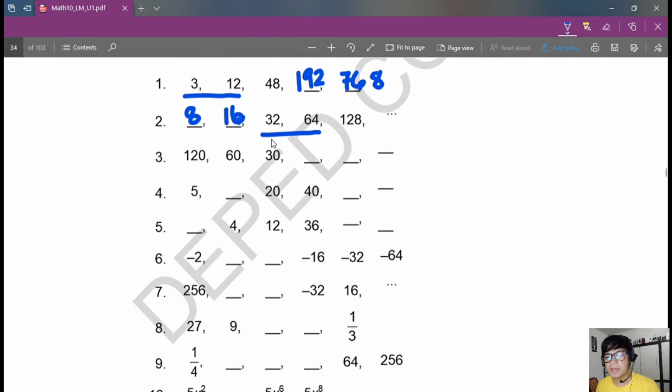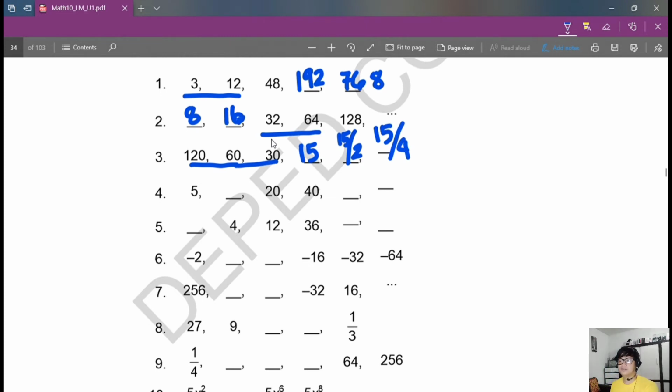Okay, so this one, the common ratio here is 60 over 120. That's 1/2. 30 divided by 60 is 1/2. So 30 times 1/2 is 15. So 15 times 1/2 is 15 over 2. Next, 15 over 2 times 1/2 is 15 over 4.